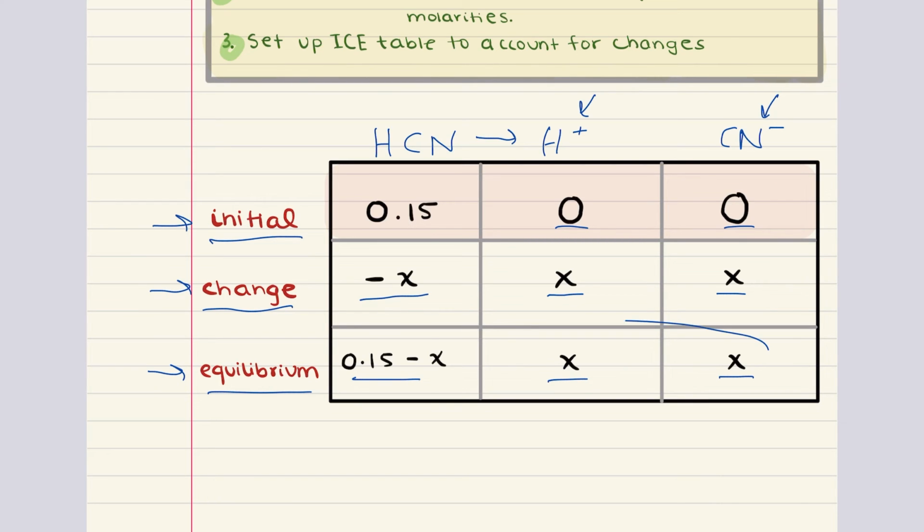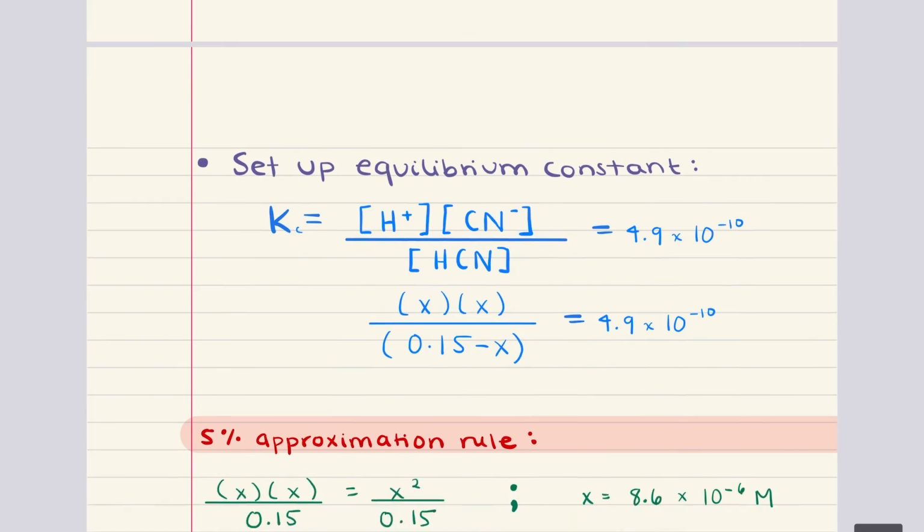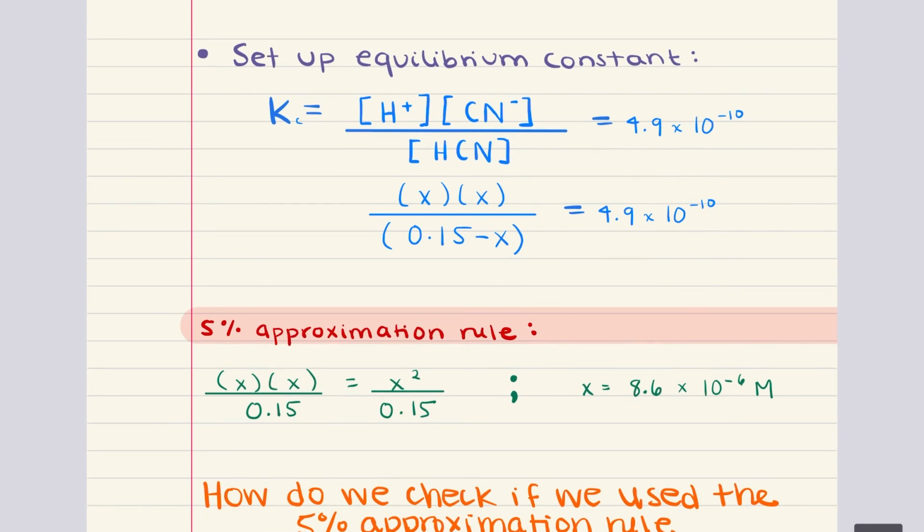Now we can use these to rewrite our equilibrium constant. Remember, for equilibrium constants, it's the concentration of the products raised to their stoichiometric coefficients divided by the concentration of the reactants raised to their stoichiometric coefficients. And for this reaction, the equilibrium constant is equal to 4.9 times 10 to the negative 10.